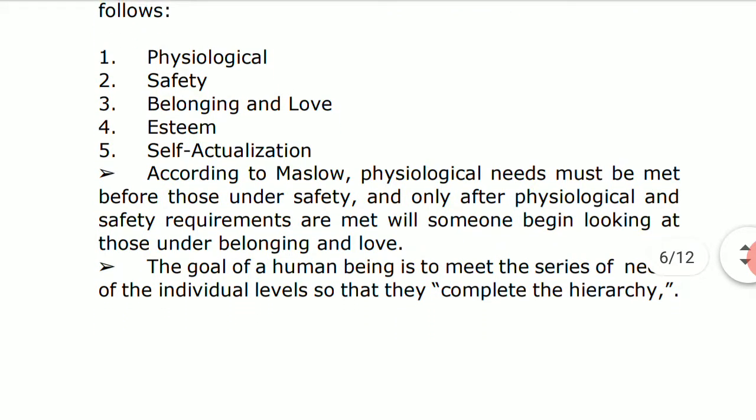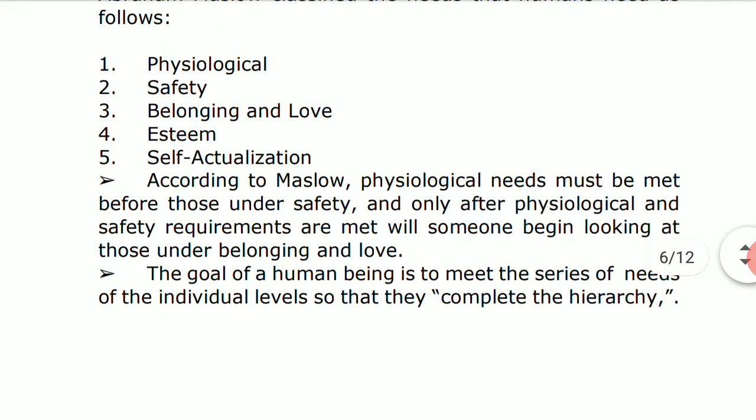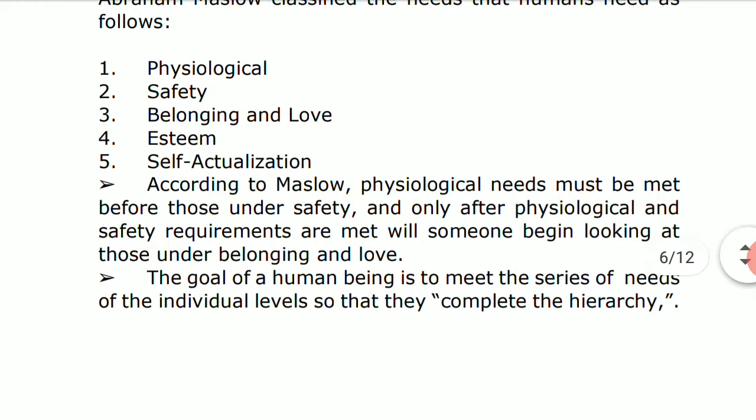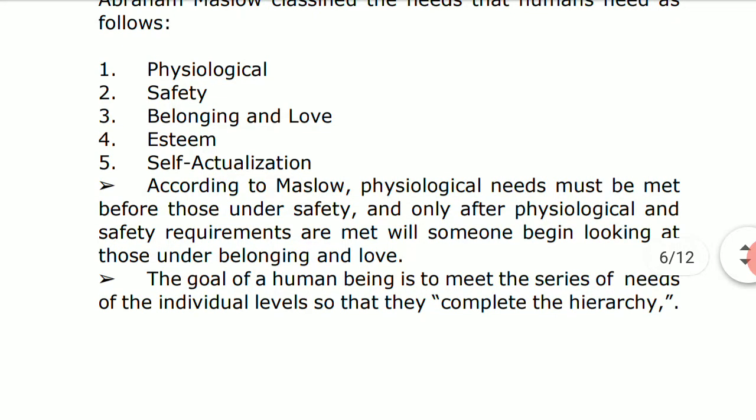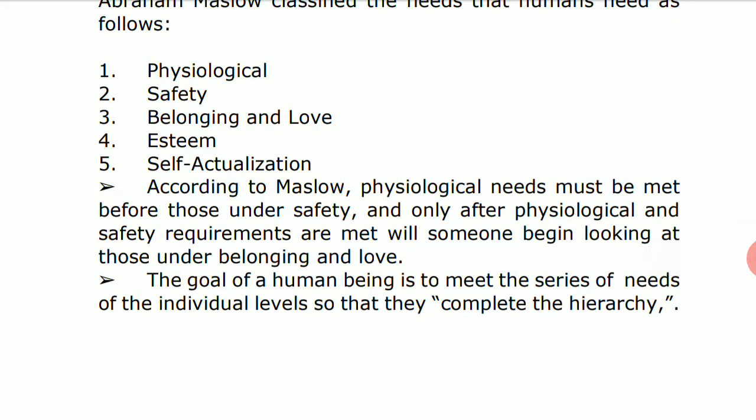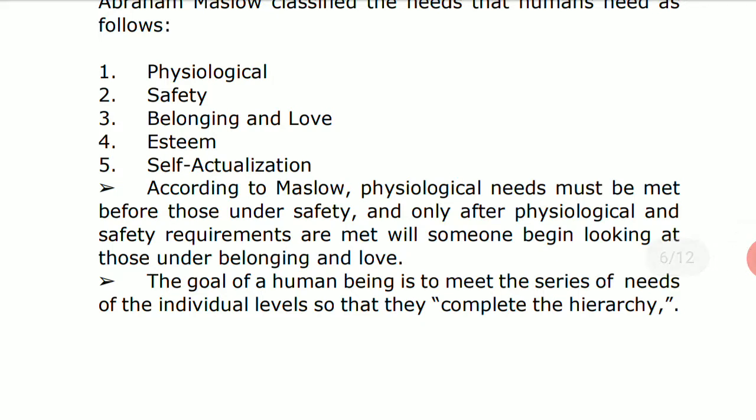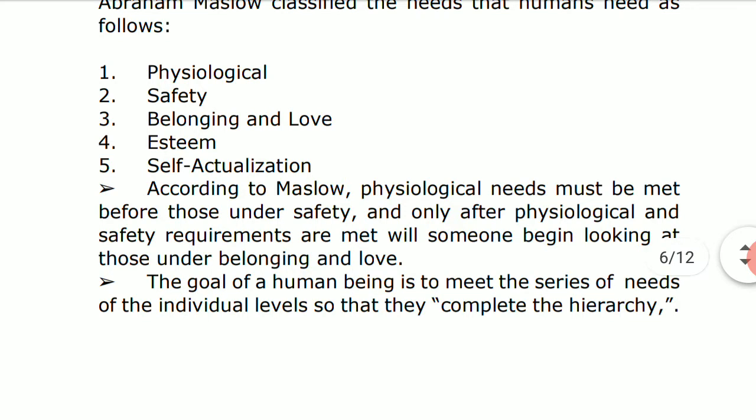Now he has given these 5 levels of needs, starting from the bottom. I'll show you in the picture later on. That is physiological needs, or we call it physical needs. The next is safety needs, or the security needs. The third one is the need of belonging and love, that can be known as social needs, right? Esteem or self-esteem needs, and the last one, the 5th level, is known as self-actualization.